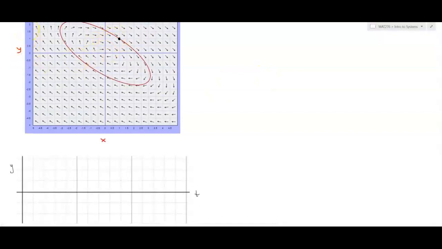Starts off at positive 1. So the first thing I'll do is come over here and say, okay, y starts off at positive 1. Well, what does it do next? Well, we see that the orientation is in this direction, so this point, if we pressed play, would just circulate around this ellipse.